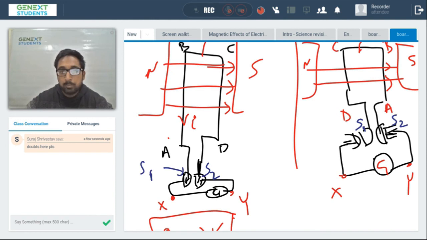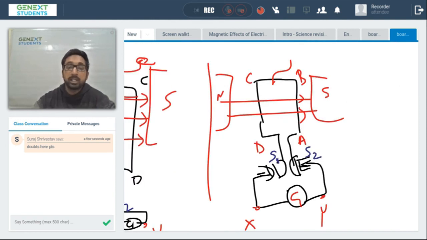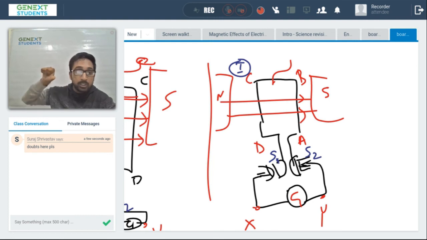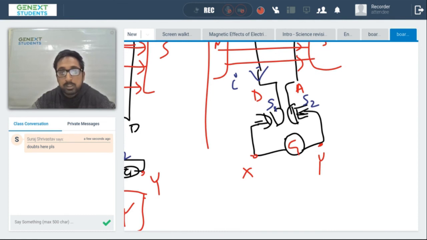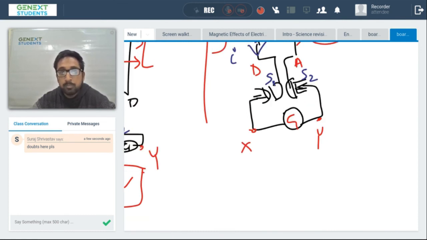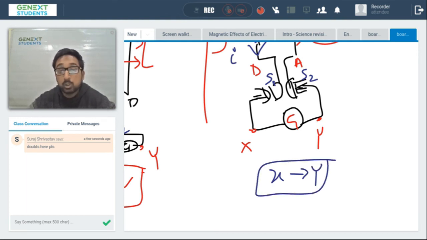Now what is going to happen? Let's see. Now again, CD is going inside. CD is moving inside, right? So Fleming's right hand rule: motion, magnetic field, current. Motion is downward. Magnetic field is like this. So current will be from C to D. Therefore, the current will be from C to D. Hence, that proves that again, the current has come from X to Y. From X to Y. So the source is not changing the direction of the current.